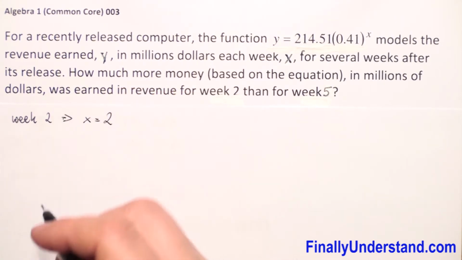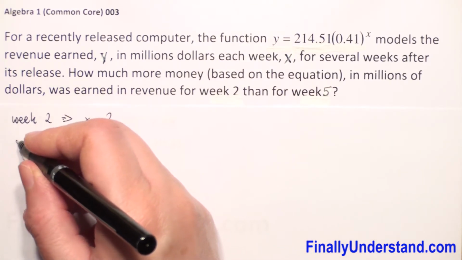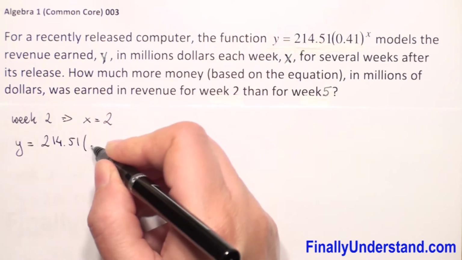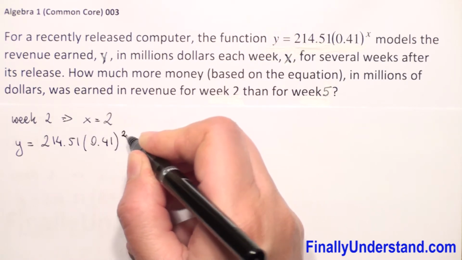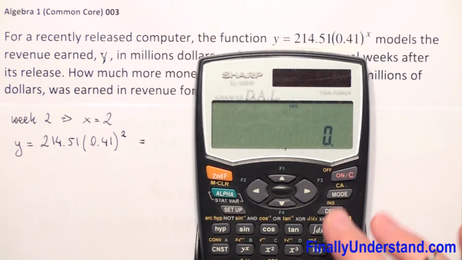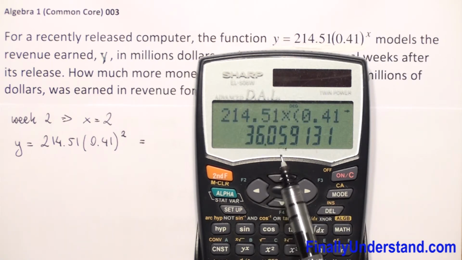x is equal to 2, and in our formula which models revenue y, we have to substitute x by 2. So this is equal, we will use a calculator, 214.51 times 0.41 to the second power. So this is equal 36.05, and next is 9.